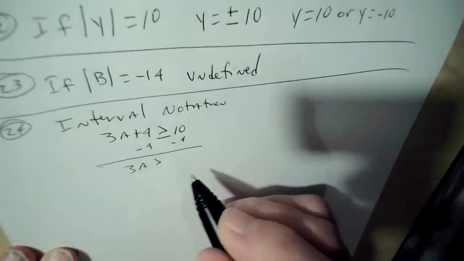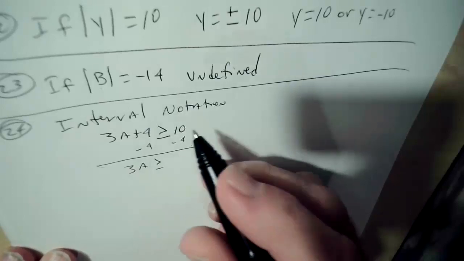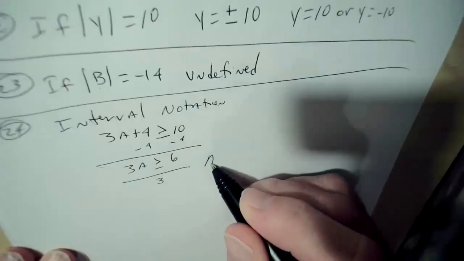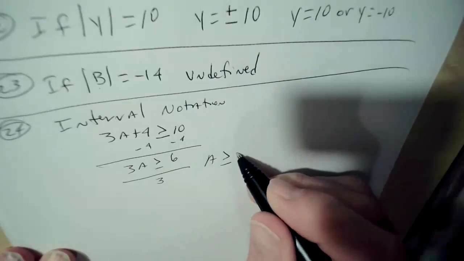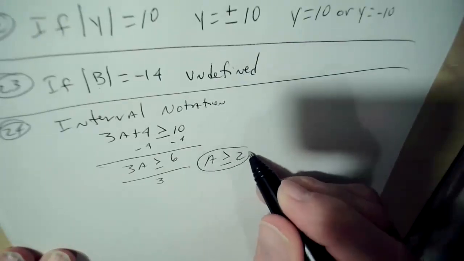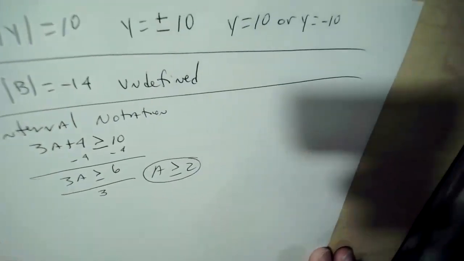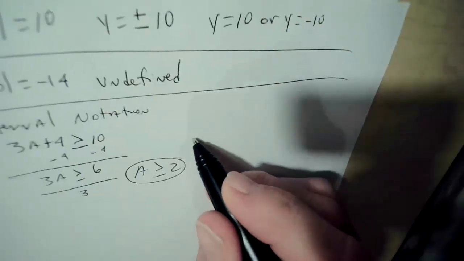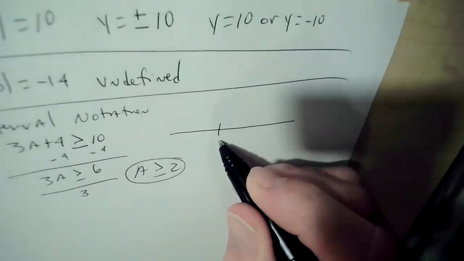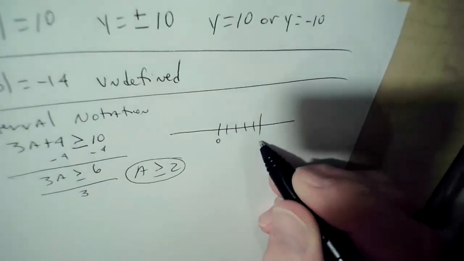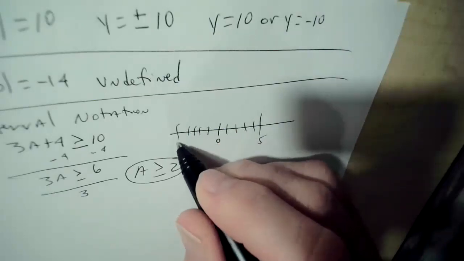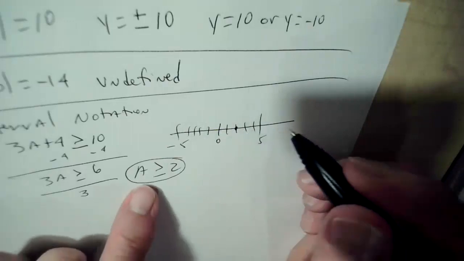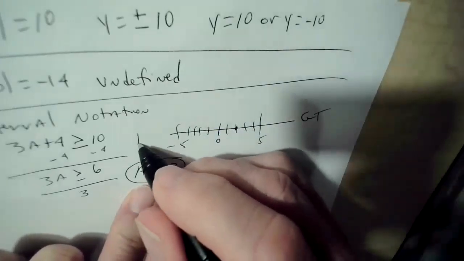So first of all, we're going to subtract 4 from each side. 3a is greater than or equal to 6. Divide by 3, so a is greater than or equal to 2. I think it's handy to put this on a number line. 1, 2, 3, 4, 5, and negative 1, 2, 3, 4, 5. 2 is right here.